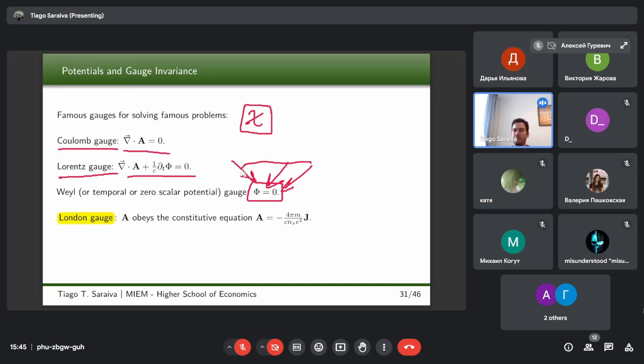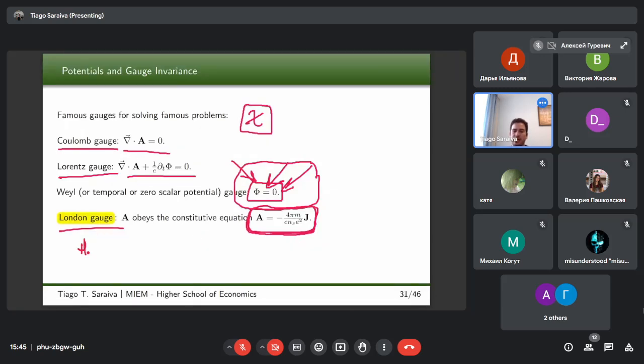I use it, for example, in my research. Valeria is here now. She also knows about this stuff, right? There's the London gauge, where A obeys this constitutive relation. Actually, the vector potential is connected to the current, okay? And this is a very mysterious gauge, but it actually comes from the London brothers.